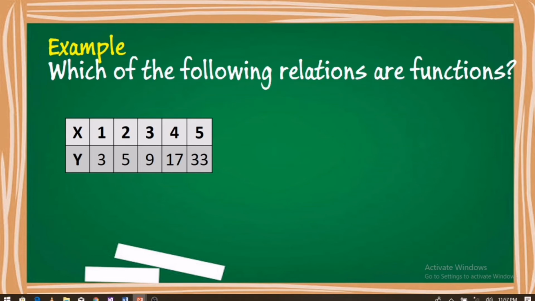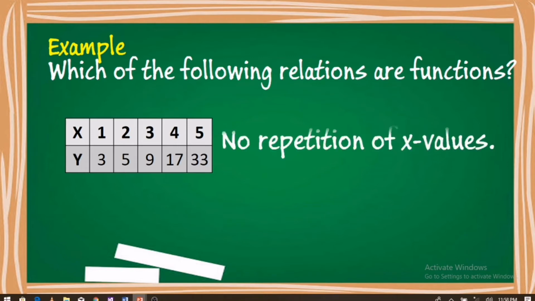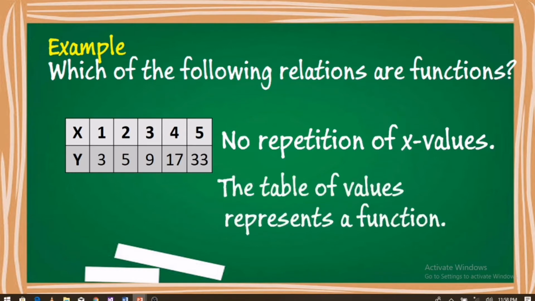Number 1 is a table of values containing the x elements 1, 2, 3, 4, and 5, and y elements 3, 5, 9, 17, and 33. Notice that there is no repetition of x values. Thus, the table of values represents a function.